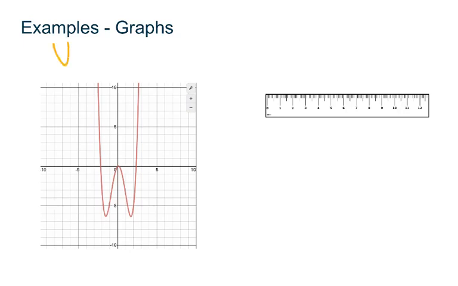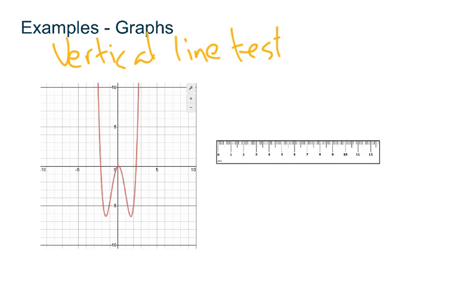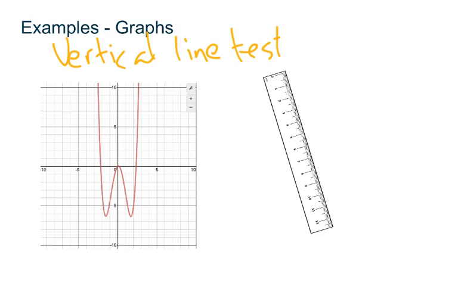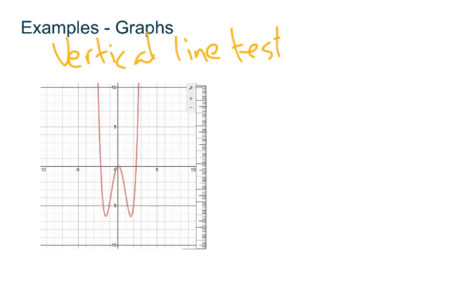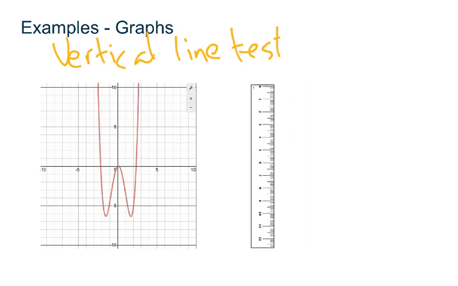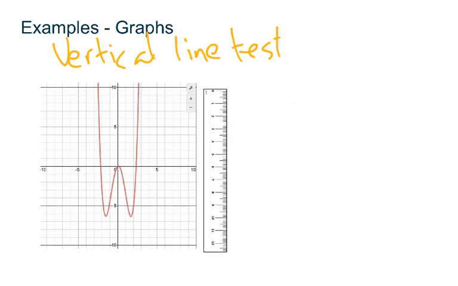Graphs use the vertical line test. And so what we have to do is take something like a ruler, pencil, whatever you have on hand, and you're going to make it vertical like that. And then you just run it along your graph. Uh-oh, it's going to go behind it. One sec. There we go. Now it's in front of it.